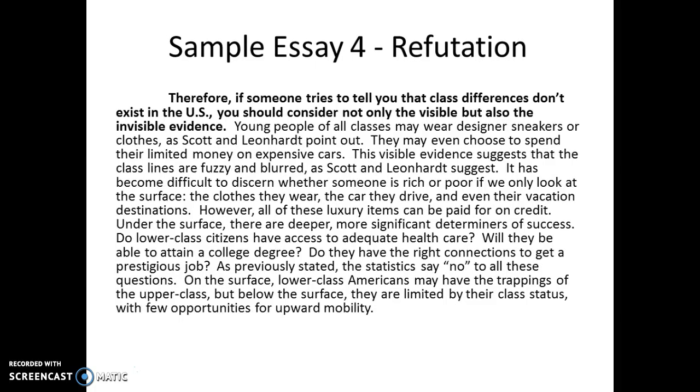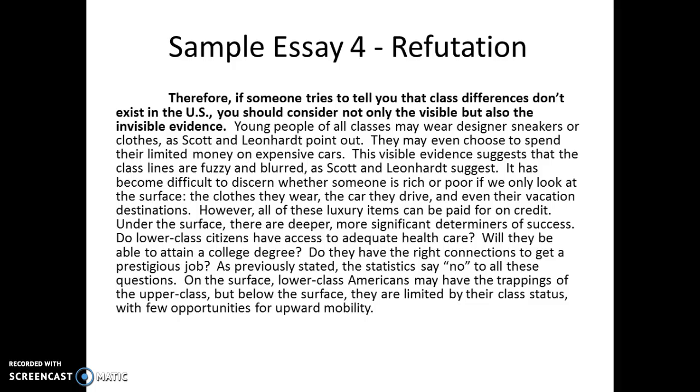This paragraph I want to take a little more time explaining, and that's refutation, because students continue to have a problem with this new piece that's required in argumentative writing. Here you want to present the opposing side's argument, take a little time to explain it, and then refute it. So let's read this paragraph.